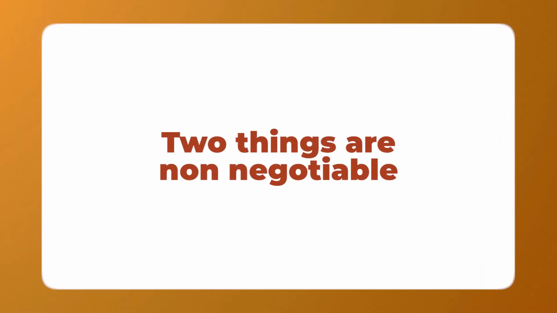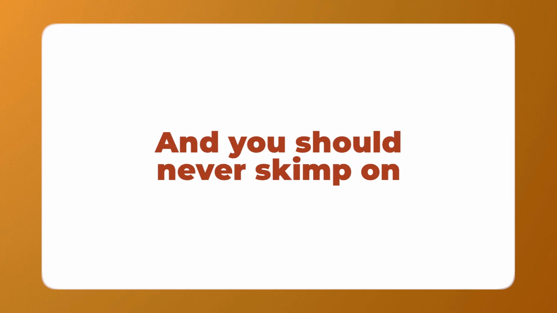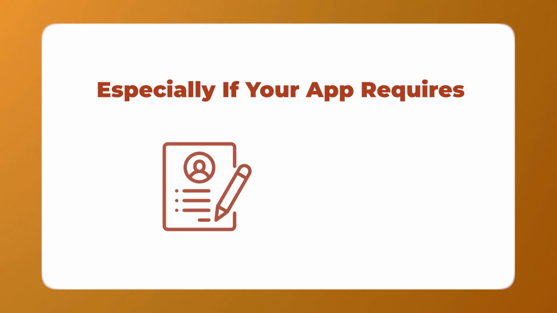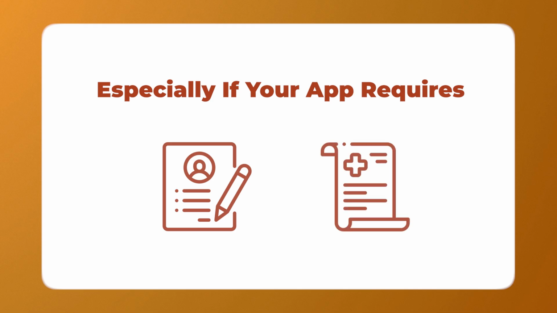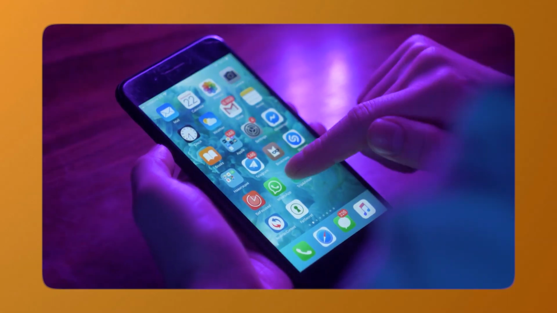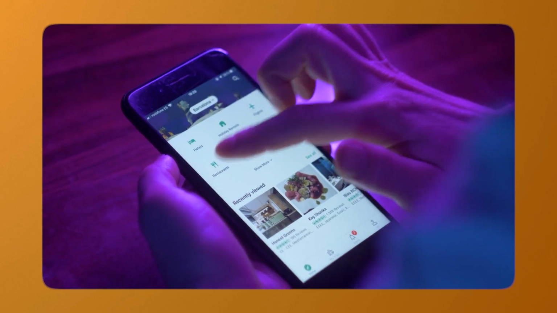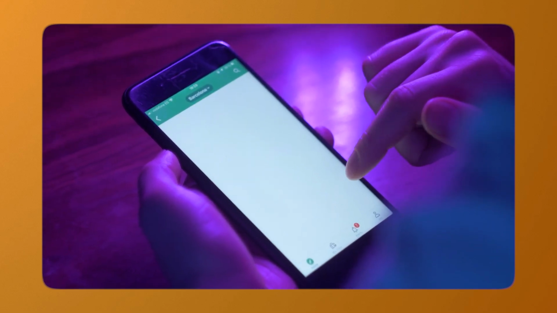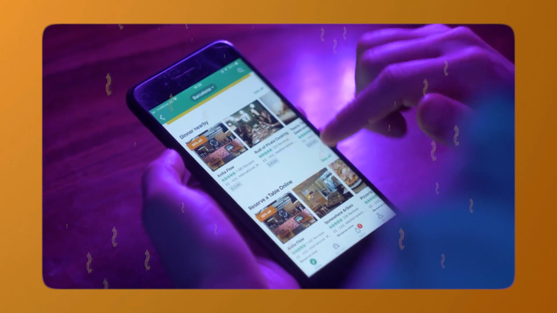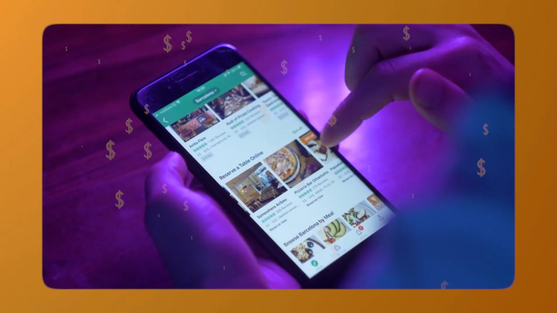Two things that are non-negotiable and you should never skimp on are security and QA, especially if your app requires access to personal identifiable information or even healthcare information. For this, automated testing and multi-device testing are standard in robust app builds. Did you know apps with strong QA pipelines experience 50% to 80% fewer product bugs, saving tens of thousands of dollars in post-launch firefighting costs?